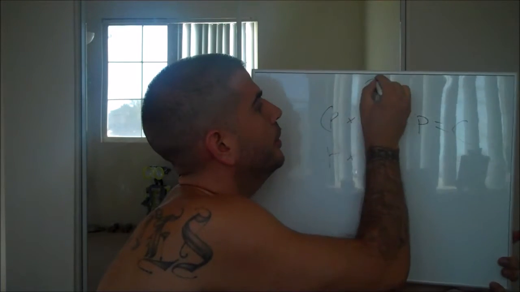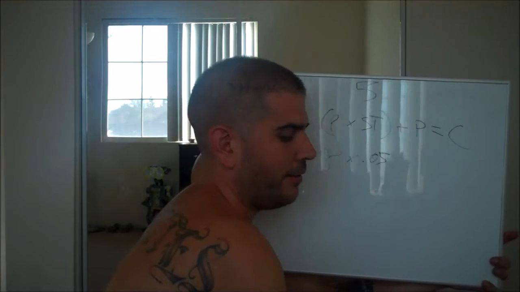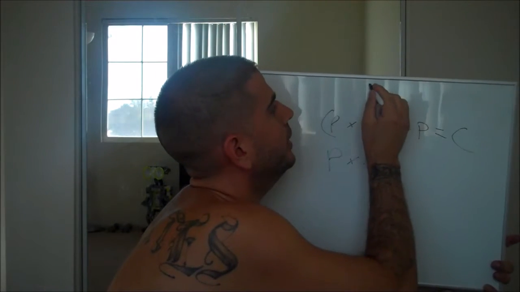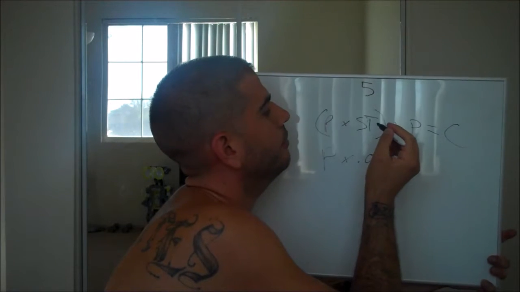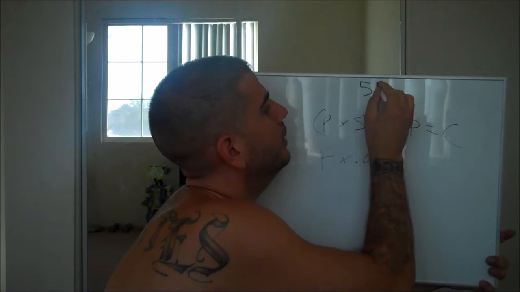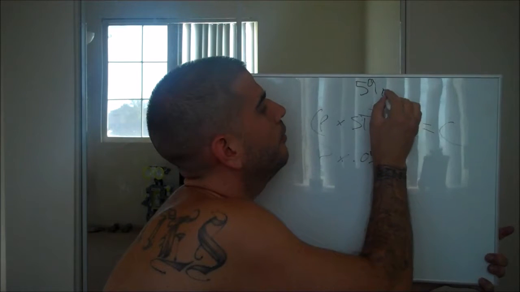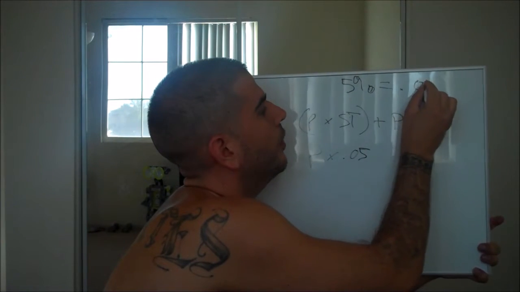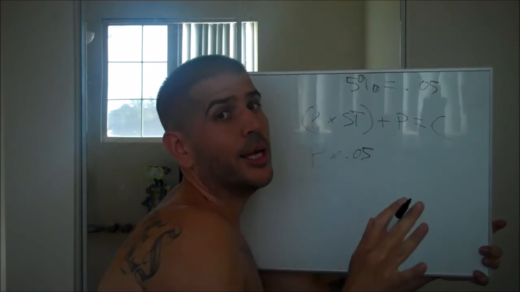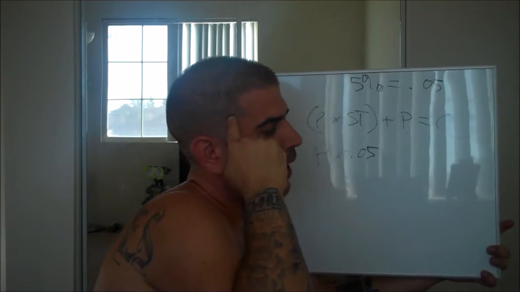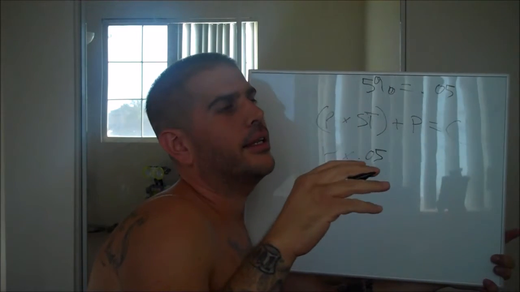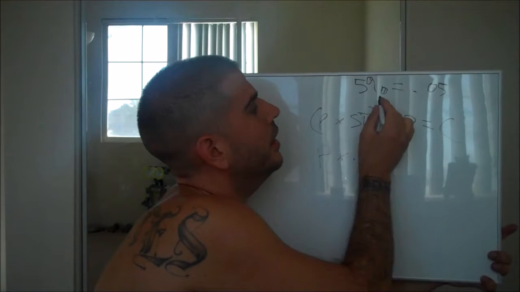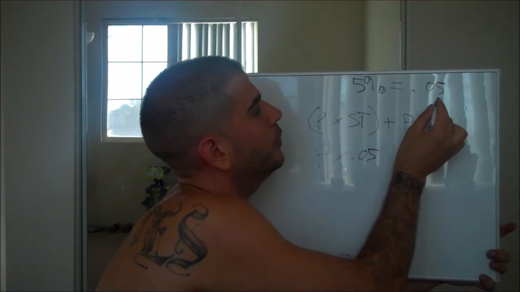Remember, your sales tax somewhere on earth is 5%, okay? 5% in decimal form equals 0.05. That's where I'm getting 0.05 from. I gotta stop skipping steps. I know how to do it, and I have to remember that I'm trying to teach it, so I apologize for that. Okay, so 5% in decimal form equals 0.05.